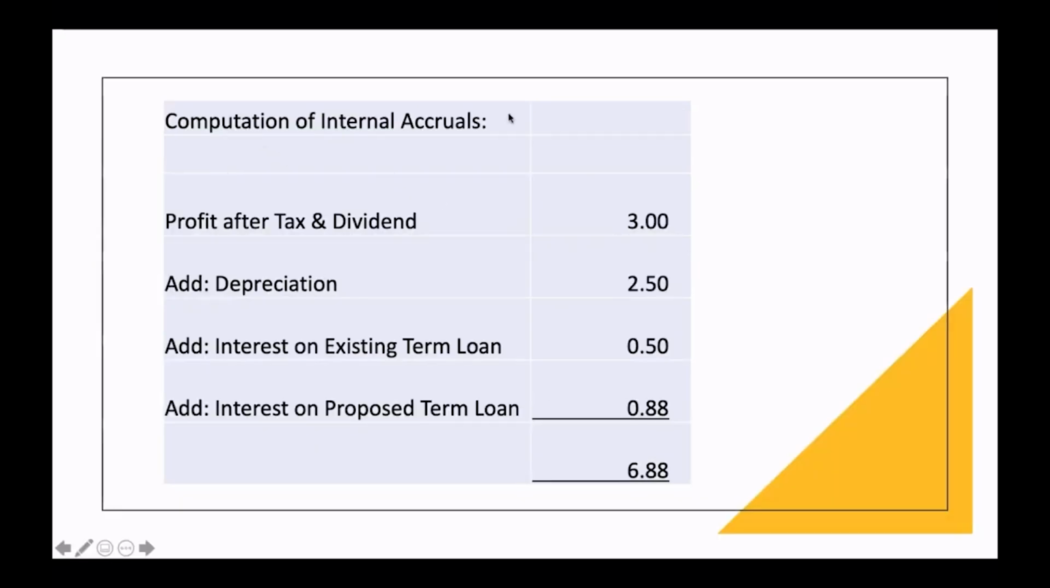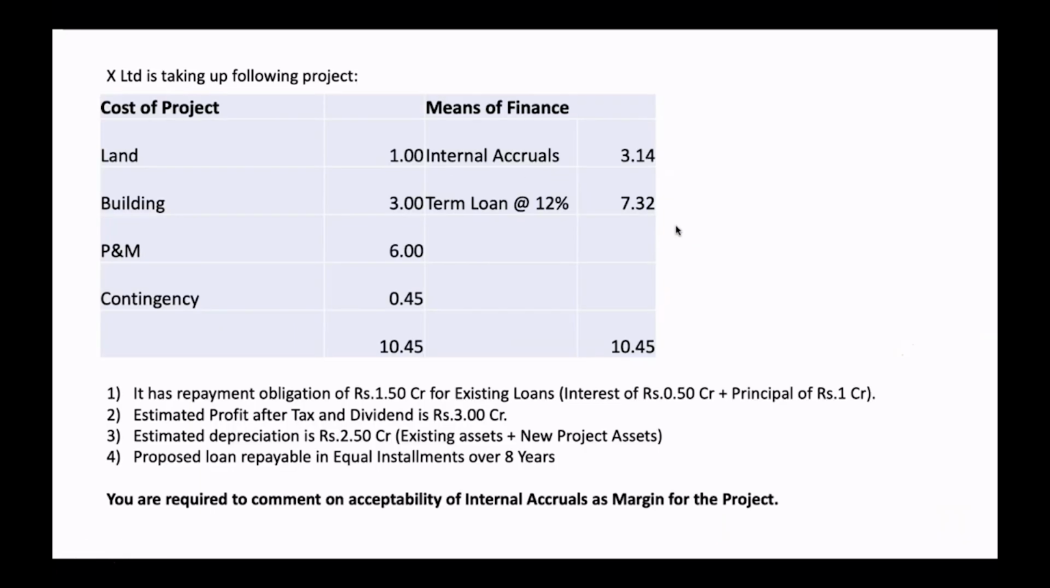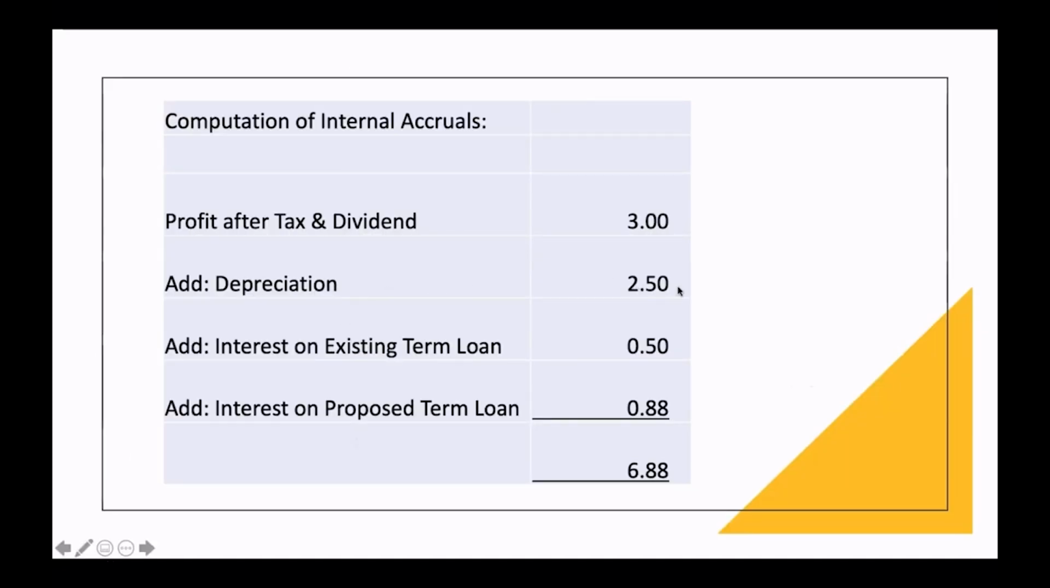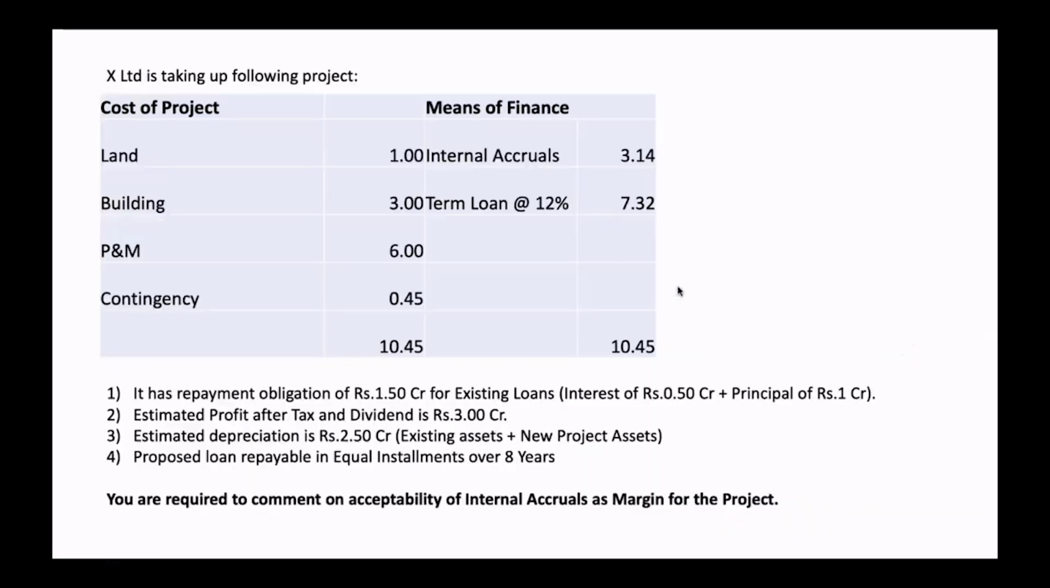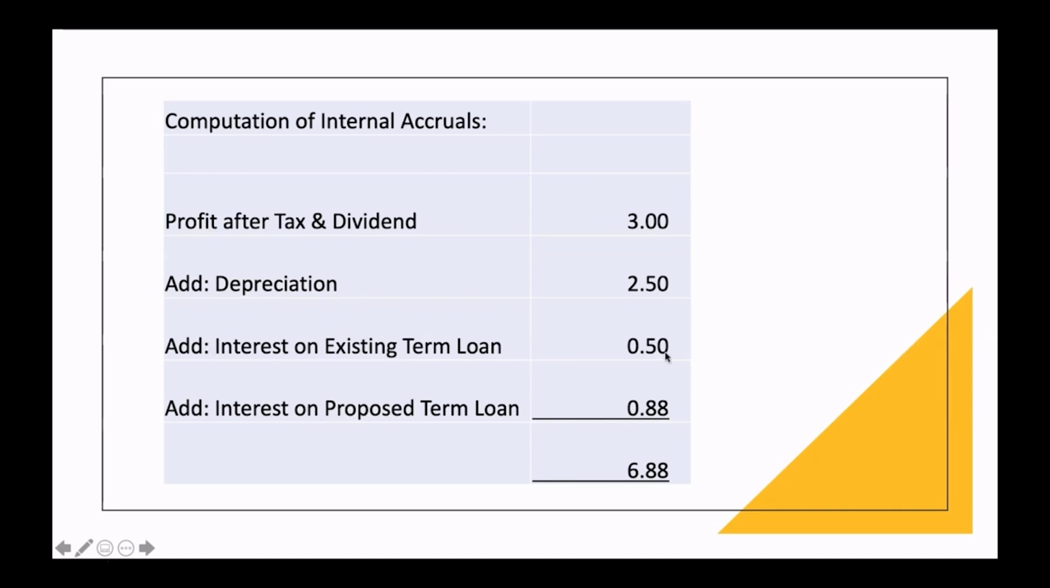Look at this computation of internal accrual. We are given what is profit after tax and dividend, 3 crore. So we had that information here. Then we are adding back this depreciation of 2.5 crore being a non-cash item, and we want to know what is the profit before paying the interest, right? So we should add the interest on existing term loan. This is the interest on existing term loan, and interest on proposed term loan is nothing but 7.32 into 12%. Okay, right? And here I am making an assumption that the loan is availed in the beginning and the project is ready. Okay, right? So interest on existing loan is added and interest on proposed loan is also added. Now you get what is the gross internal accruals, which is 6.88 crore.